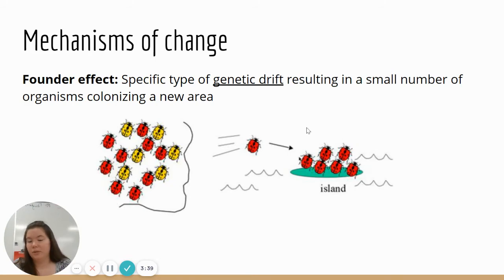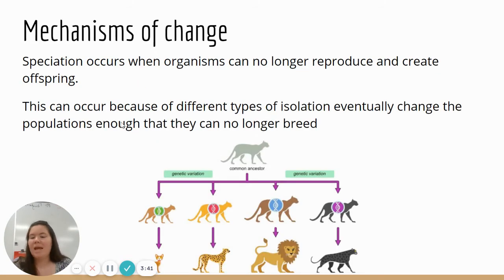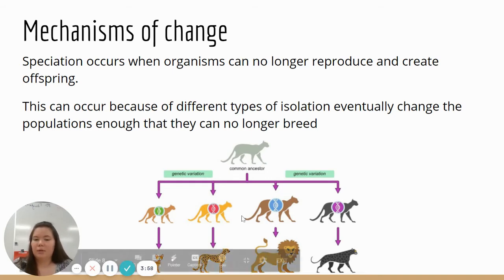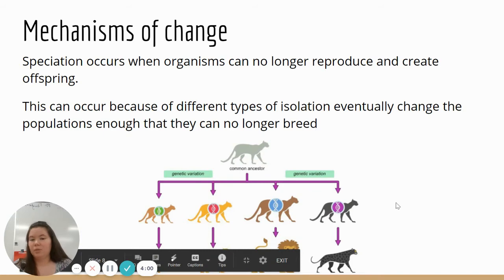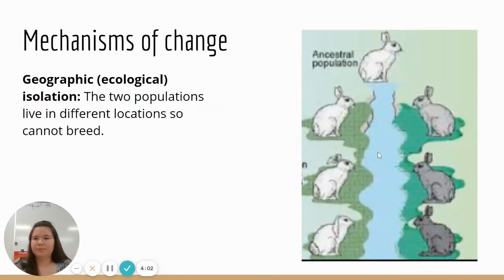And so you end up with a smaller amount of genetic variation, a smaller gene pool, and different allele frequencies. Now, speciation occurs when organisms can no longer reproduce and create offspring. This can occur because of different types of isolation in the population. So they eventually change enough that they can't breed together. So you have a common ancestor, you have some changes, and eventually they get to the point that they can't breed together.